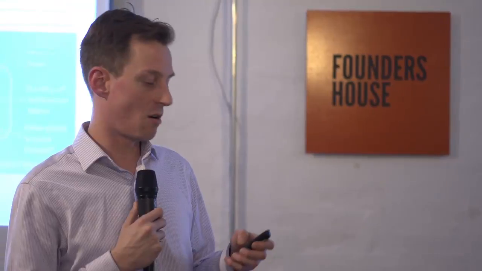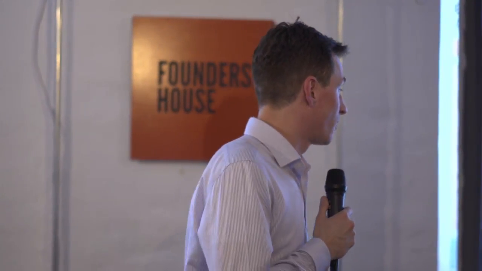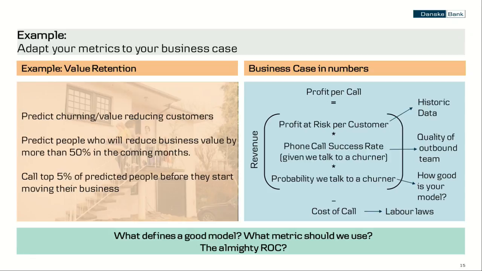So how good is our model to actually predict who's going to churn in the next month? Or in other terms, how many phone calls do you need to actually reach a churner? The profit per call is in that sense like an effective call. The more calls you need to reach a churner, the less profit you make out of each individual phone call. So the question is now, what defines a good model? And what metrics should we use?